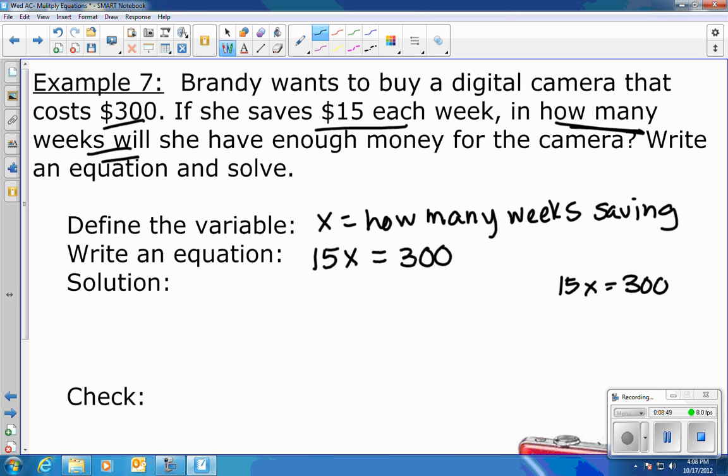Which to solve that, I need to divide both sides by 15, which tells me X is 20. So it will take her 20 weeks to save for that camera.